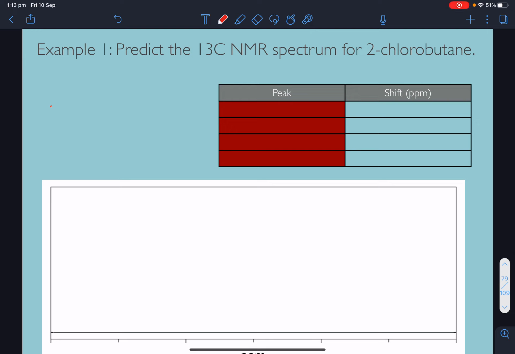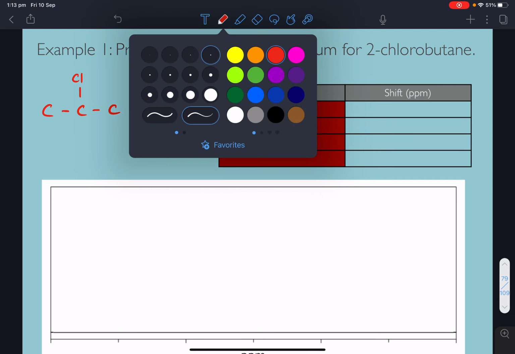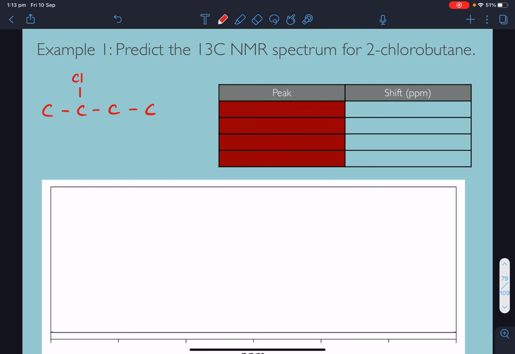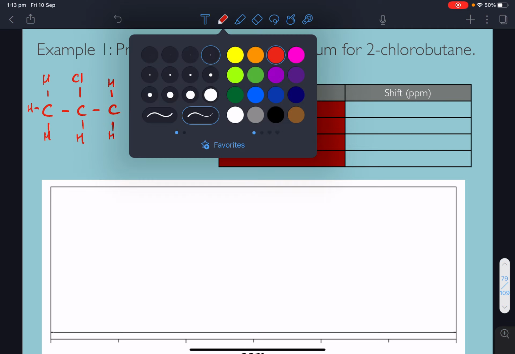So butane: 1, 2, 3, 4. Meth, eth, prop, but. So there's my butane backbone, and my chloro is on the 2 position. I'll put it on the left, doesn't really matter. Fill in the rest with hydrogens. That's my 2-chlorobutane then. And then I'm going to assign how many carbon environments there are. Don't let me get confused and start talking about hydrogen environments, because that will be embarrassing.